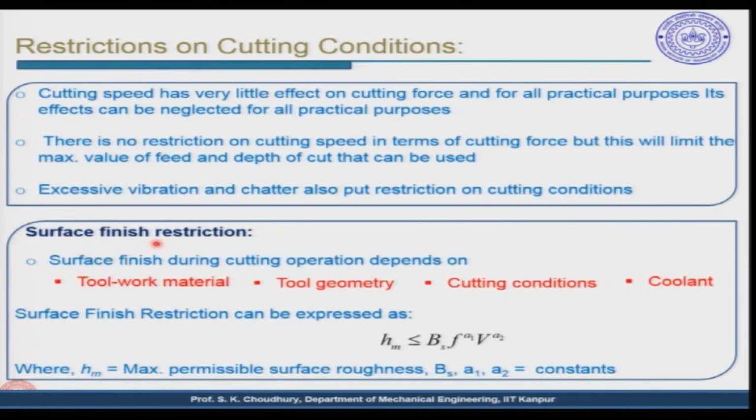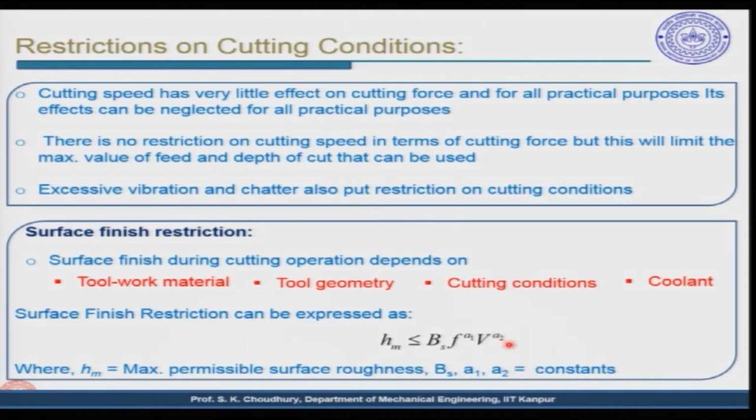And finally, we have the surface finish criteria. Surface finish criteria says that the surface finish overall should be less than this value. And if by putting the V optimum calculated earlier from the economics, you see that this equation is not satisfied, you have to adjust the V optimum to satisfy this equation, that the HM, that is the surface roughness, should be less than or equal to the constant Bs, feed to the power some constant, and V to the power A2, which is some constant.